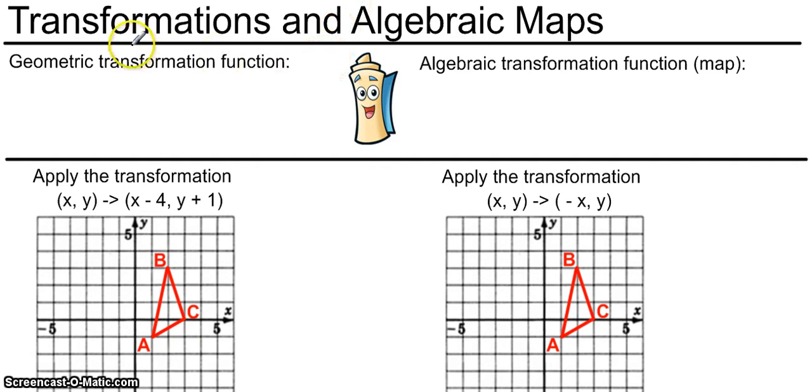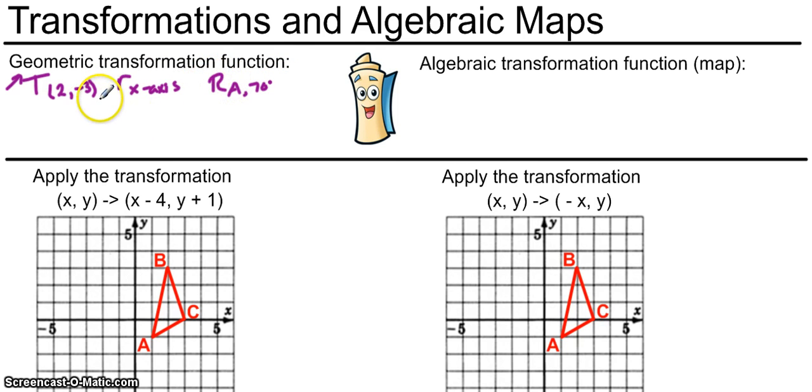In this video, we'll be talking about transformations and algebraic maps. So far, we've talked about geometric transformation functions. So those are functions that look like this. Perhaps we are translating with a capital T with the vector maybe 2, -3. We could be maybe reflecting over the x-axis. Okay, that's a geometric function. Or maybe we are rotating around point A 70 degrees, and that'd be counterclockwise. These are all geometric functions.